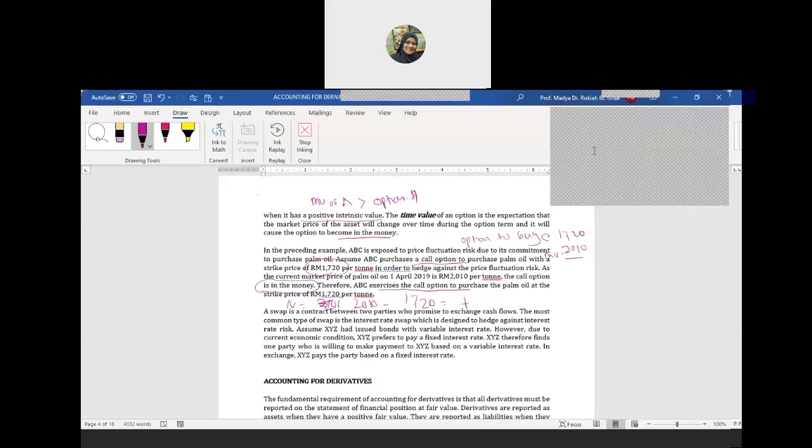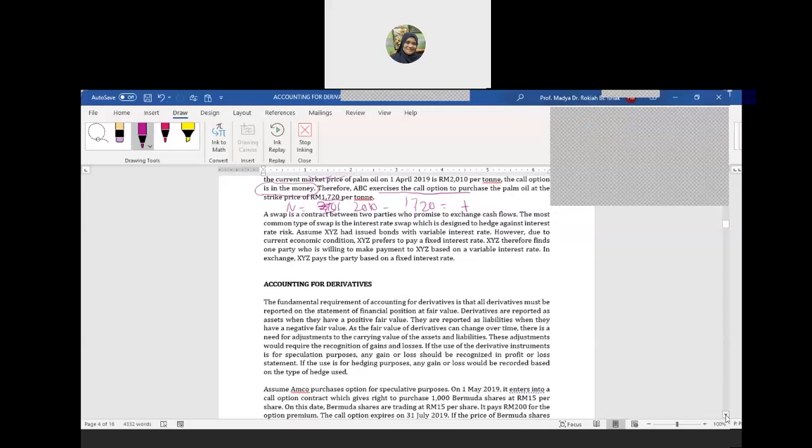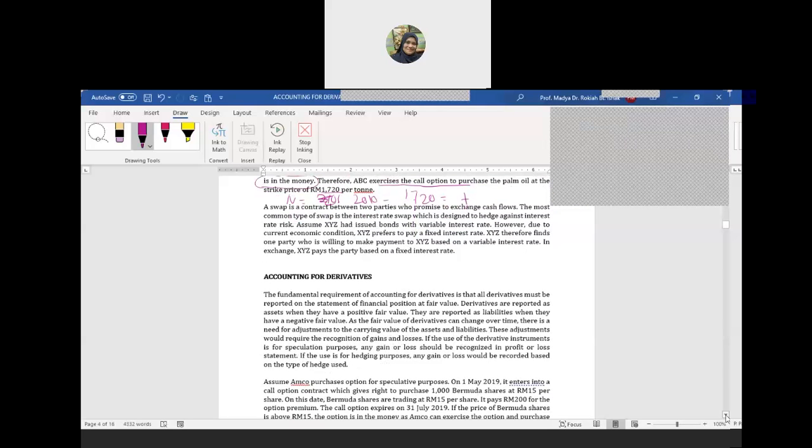Okay, so we're going to look at the hedging here. For the hedging set, accounting for derivatives, we are done with this one. So we're going to look at accounting for derivatives. The fundamental requirement for accounting is that derivatives must be reported on the statement of financial position. So once you report your derivative in the statement of financial position, it should be at fair value. Either the assets or liabilities should be reported at fair value.